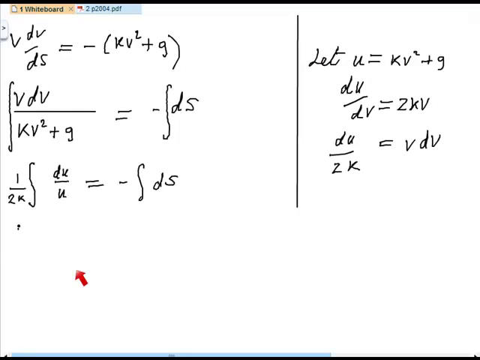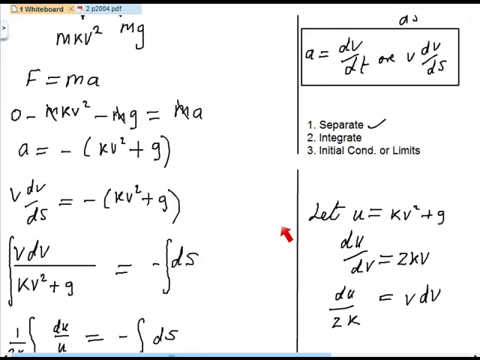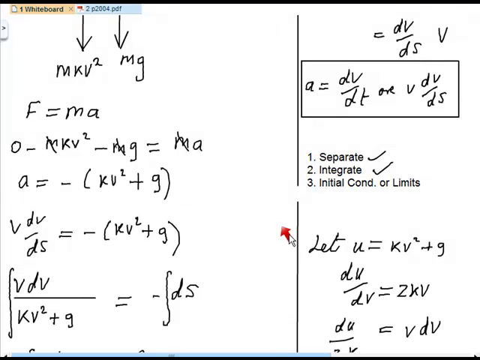Let's finish off our integration then. It's 1 over 2k. That now becomes the natural log of u, equals minus s. When you integrate the s, you just get s. And now that we've done that, we can put back in u. So that becomes 1 over 2k natural log of kV squared plus g, minus s. That's the second step. Finished. We integrated both sides. Now we're on to the initial conditions or limits. So that will be covered in the next video.